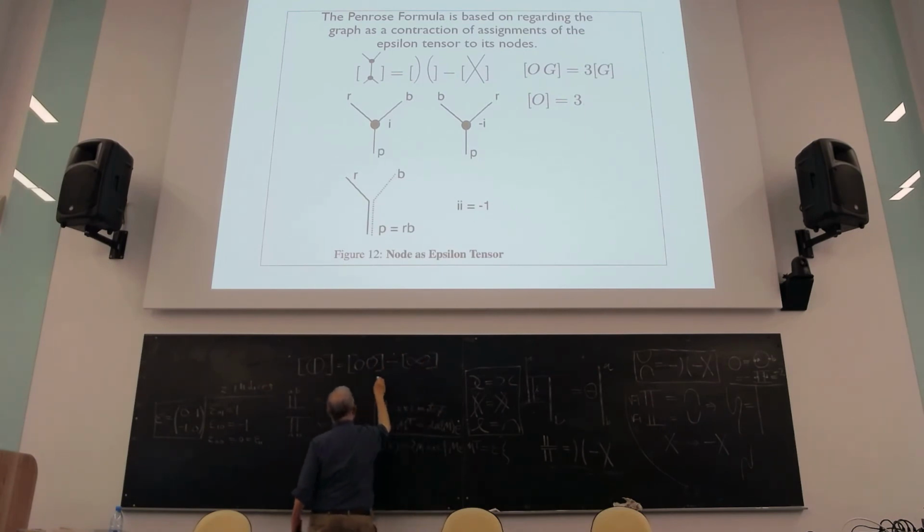And each of these are just 3 loops now. This is 3 squared minus 3. That gets a 3. And this is 6, and that's correct. That's how Penrose's formula works.